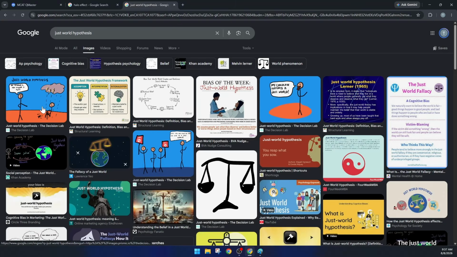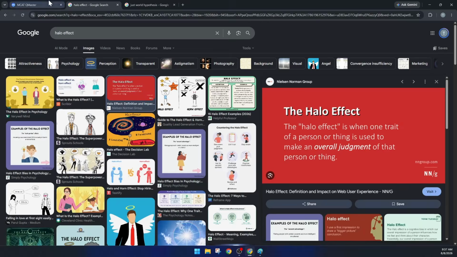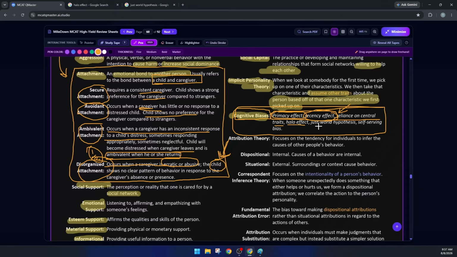Just world hypothesis is the belief that what goes around comes around. Everyone deserves what they got. So this says you deserved it. You killed a fly, so this person's getting karma. It's like a belief where if you're a good person, good things will happen. If you're a bad person, bad things will happen. That's the just world hypothesis and one of the cognitive biases that we have.